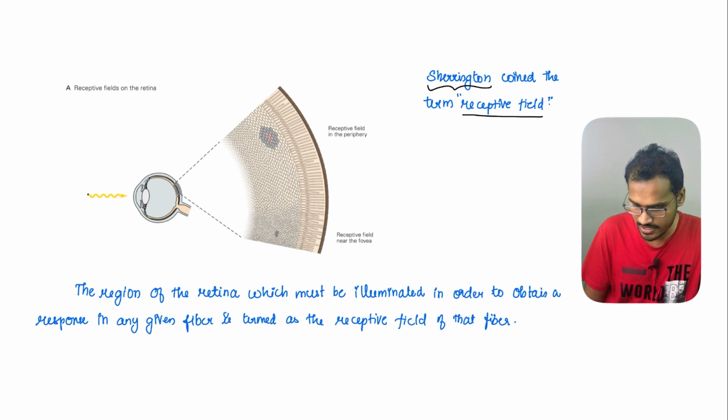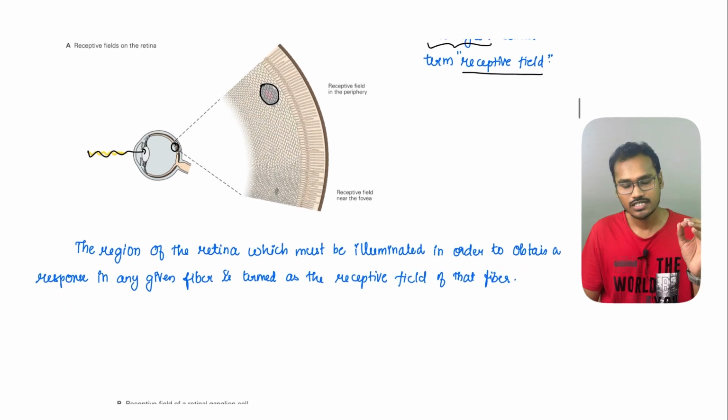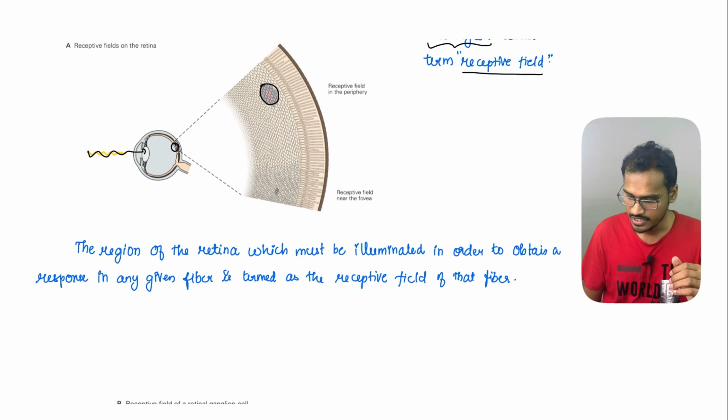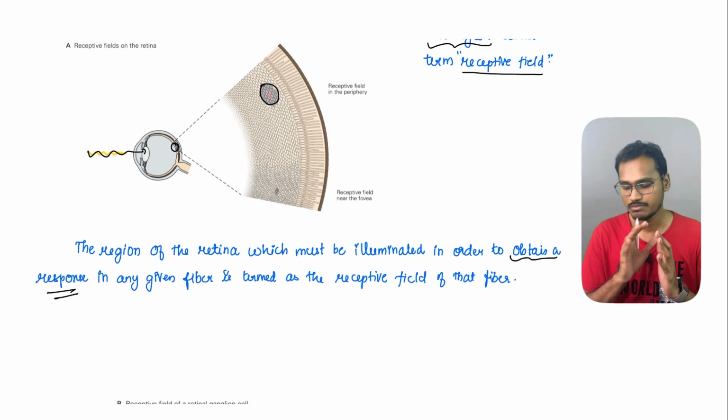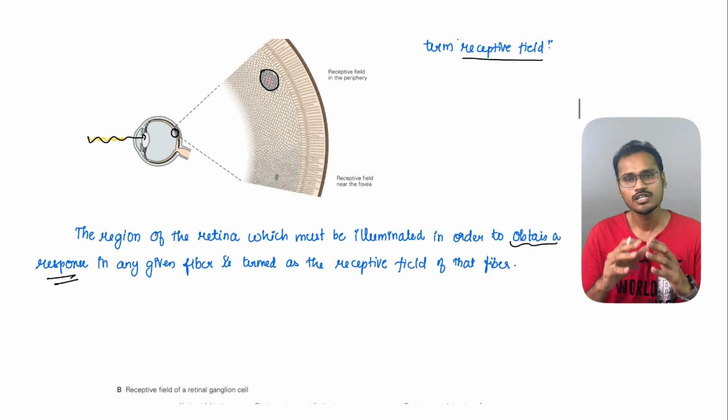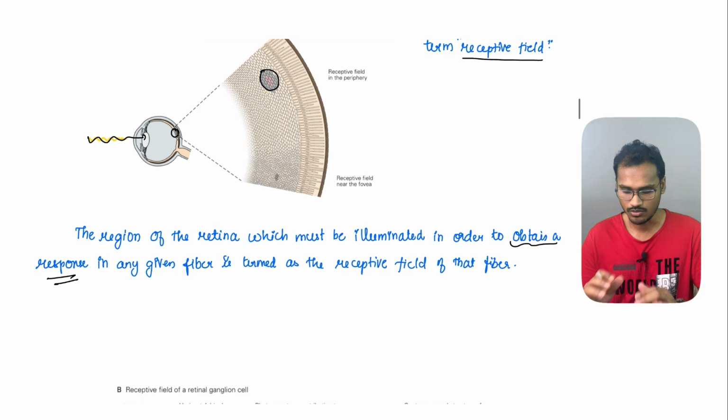For example, a light ray is coming and it is falling at a particular region in the retina. That region is called a receptive field. The region of retina which must be illuminated in order to obtain a response in a given fiber is termed the receptive field of that particular fiber. So it's just like a sensitive receptor area, or a receptive field. We have it in the retina also.